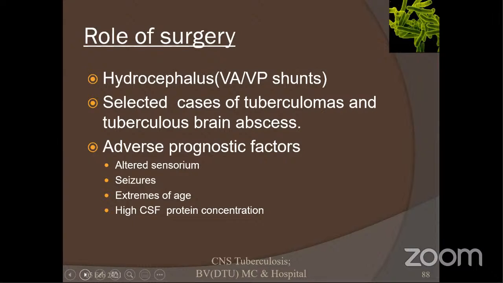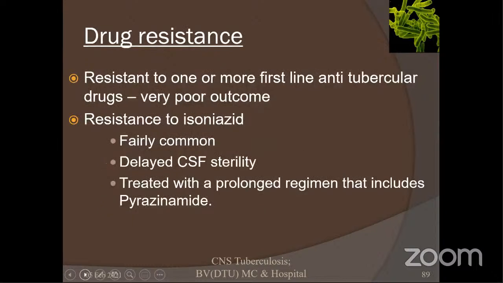The problem with surgery in tubercular meningitis is that the CSF protein should be lower than 100 milligrams. Otherwise, the VP shunt will get blocked. So you have to treat aggressively, bring down the CSF protein, and only then can you look for hydrocephalus cure by VP shunt. Selected cases of tuberculomas and tuberculous brain abscesses can be subjected to surgery, and the adverse prognostic factors are altered sensorium, seizures, extremes of age, and high CSF protein concentration.